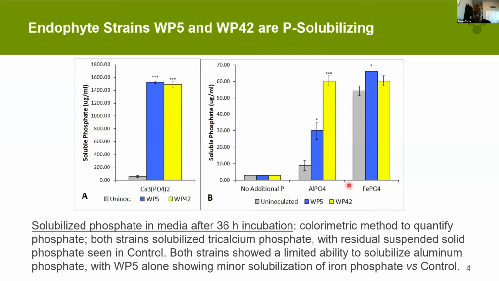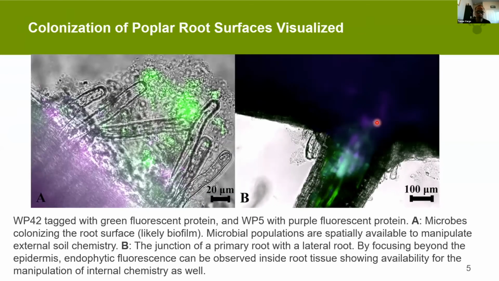We also checked for other important phosphates in the soil, such as aluminum phosphate and iron phosphate. Both strains showed some limited ability to solubilize the aluminum compound, and only one of them, WP5 alone, showed some greater ability to solubilize iron phosphate than the control. Next, we looked at whether these bacteria can colonize the poplar root and live in it. This is important because these kinds of bacteria live in symbiosis with the plant.